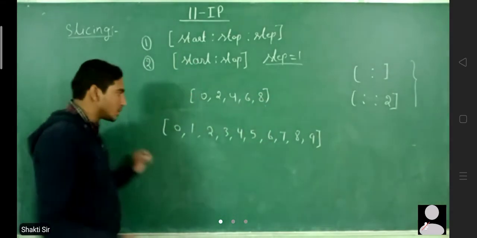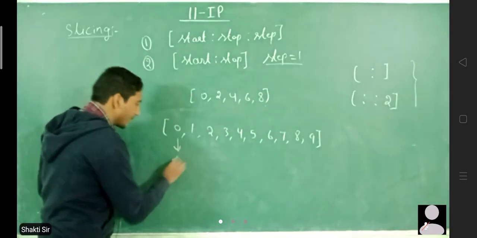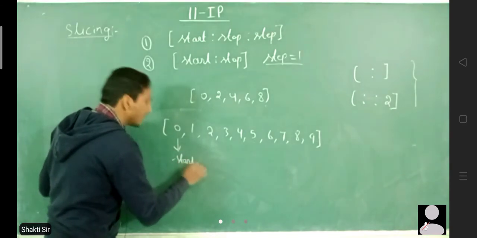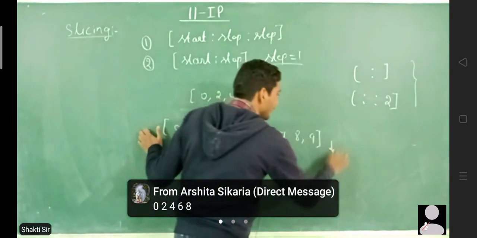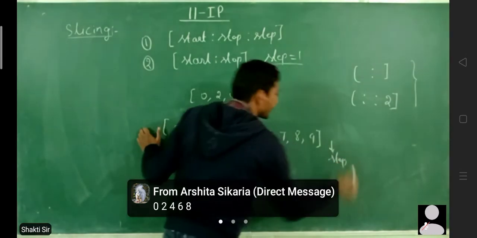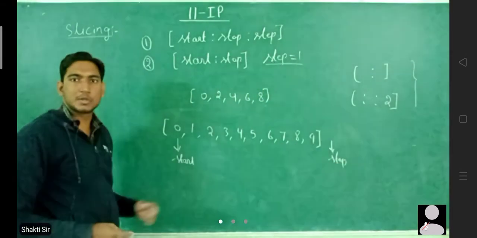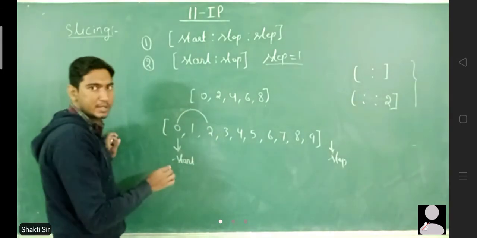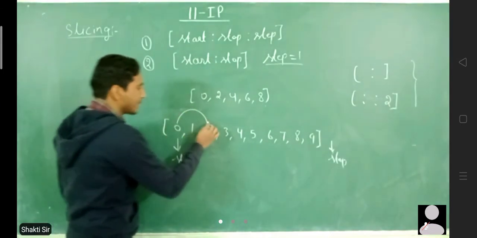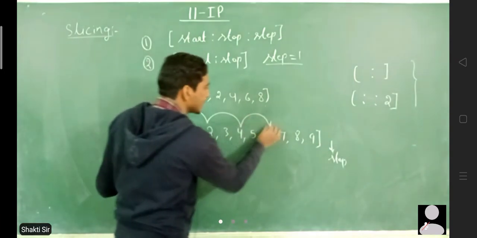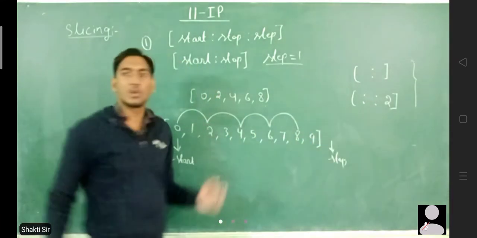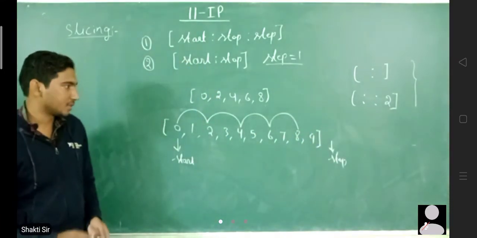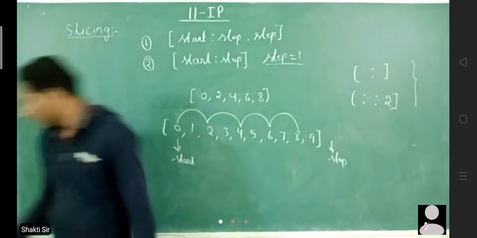Let us see. The value of start you can assume here, and the stop value you can assume somewhere around here. And you have to take steps of 2. So take 2 steps: 0, 2, 4, 6 and 8. So 0, 2, 4, 6, 8 is your correct answer in that case.